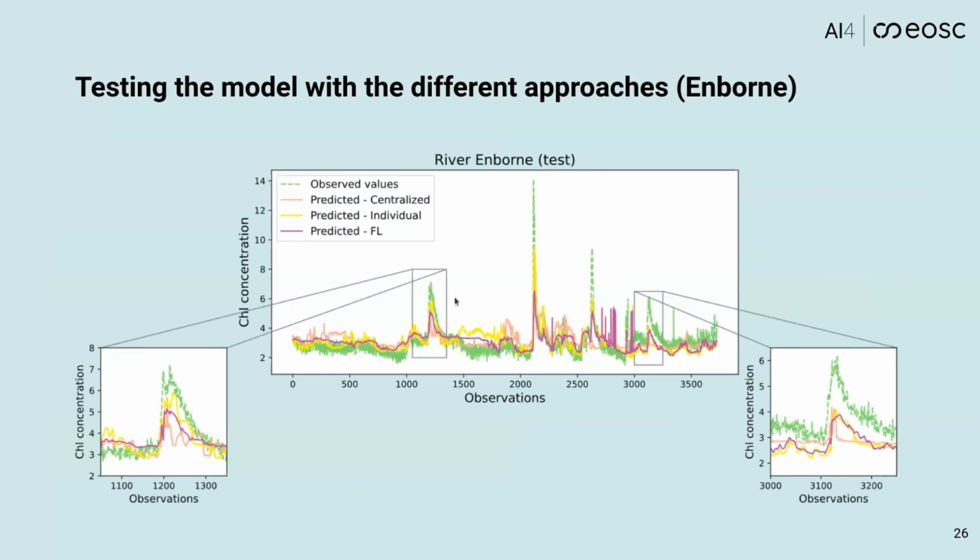We have in green the observed values, and in purple we have the predicted one with federated learning. We can see that we can capture this first peak here well with the federated learning approach. It's a little bit better with the individual one, but not with the centralized approach. And same happens here, in which we can see that the individual and the federated learning are quite similar, but the centralized one is quite worse. And same happens in the intermediate parts of the time series in which we don't have peaks.